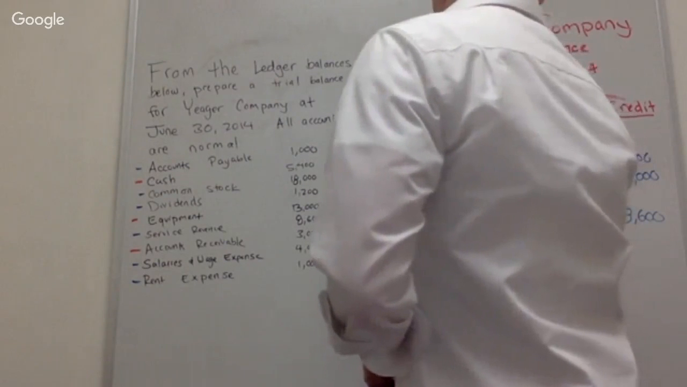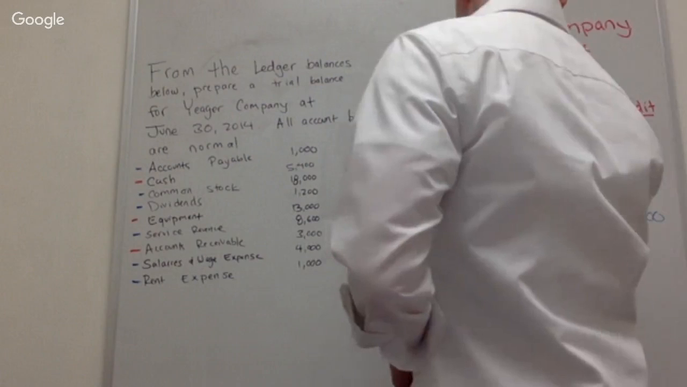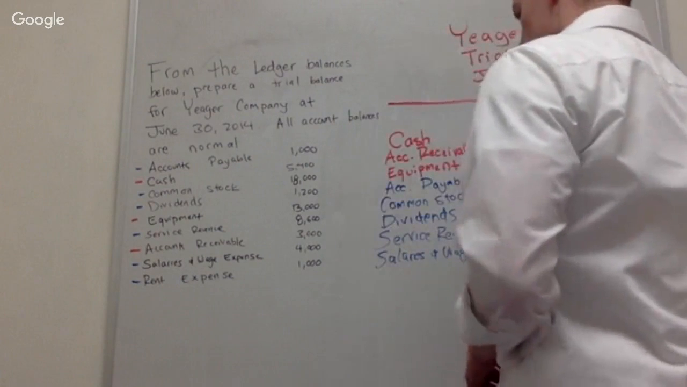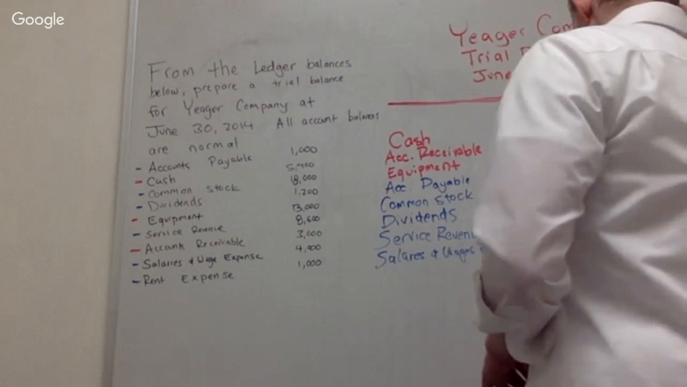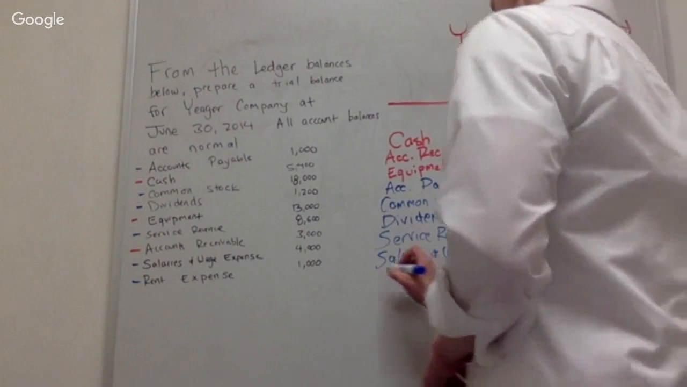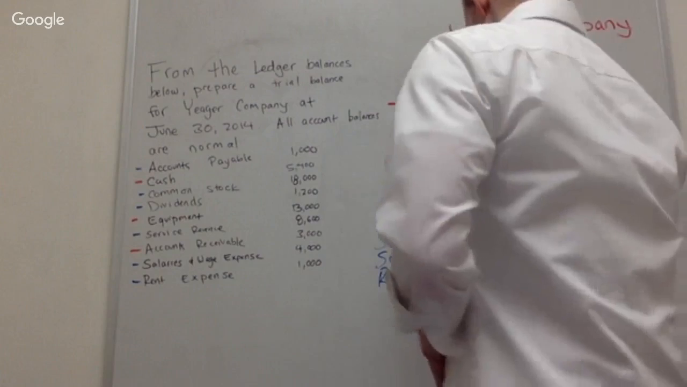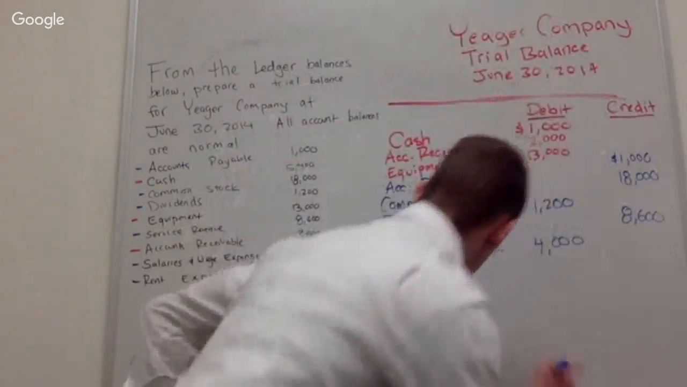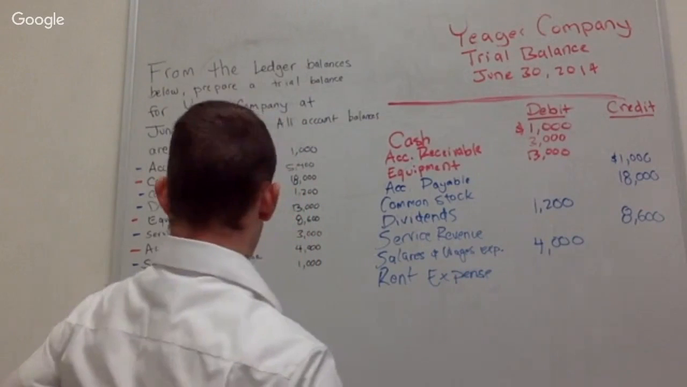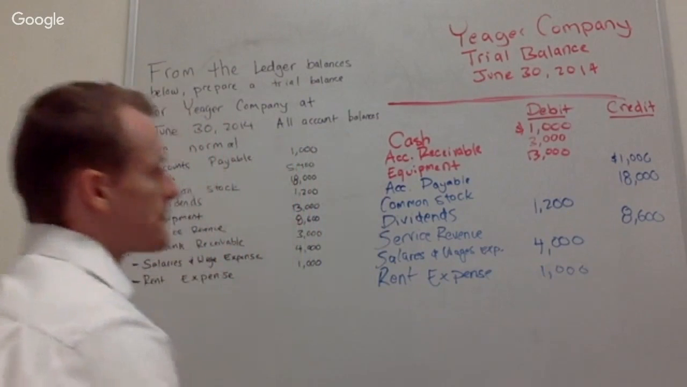So first of all, we are going to have our salaries and wages expense. I'll just abbreviate that. And again, that is going to be falling under our debit area. And then lastly, our rent expense at 1,000. And so we'll go ahead and write that.